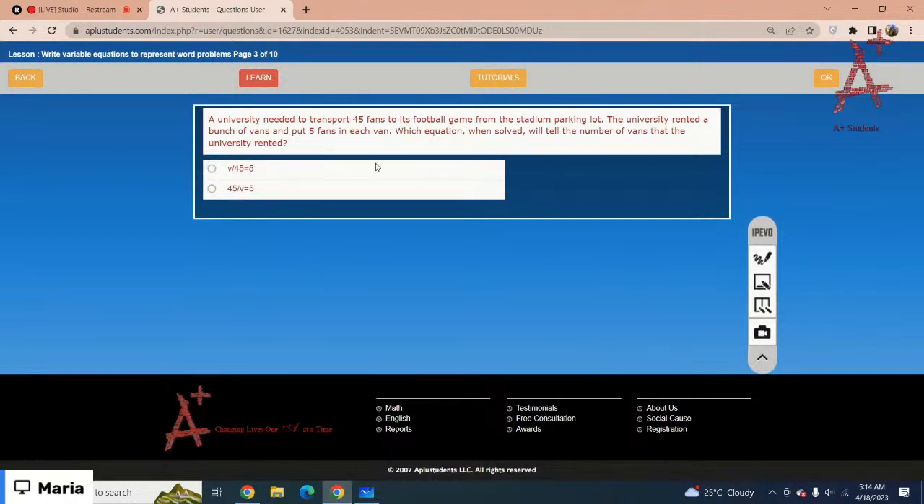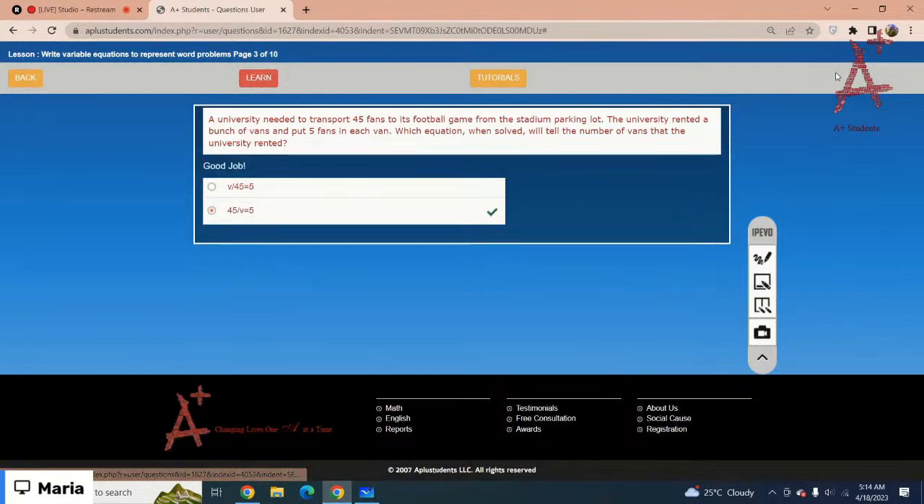That would be option number two, because the total fans are 45. You don't know how many vans the university rented, and the number of fans in each van is 5. It would be 45 divided by V equals 5.